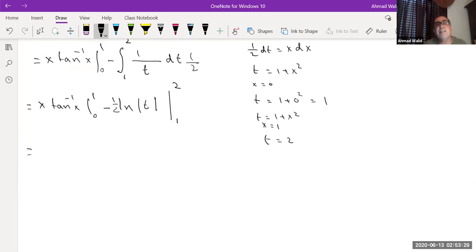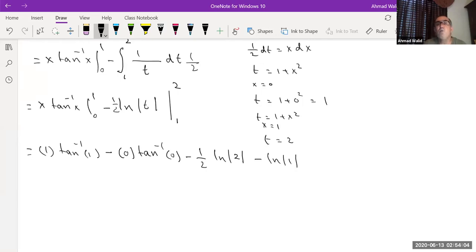Which is equal to x. Plug in the upper bound. It means 1 times tan inverse x, which means tan inverse of 1, minus 0 times tan inverse of 0, minus 1/2 of ln of absolute value of 2, correct? Minus ln of 1.